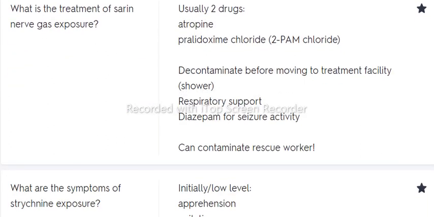What is the treatment of sarin nerve gas exposure? Usually 2 drugs, atropine, pralidoxime chloride, decontaminate before moving to treatment facility. Respiratory support, diazepam for seizure activity. Can contaminate rescue worker.